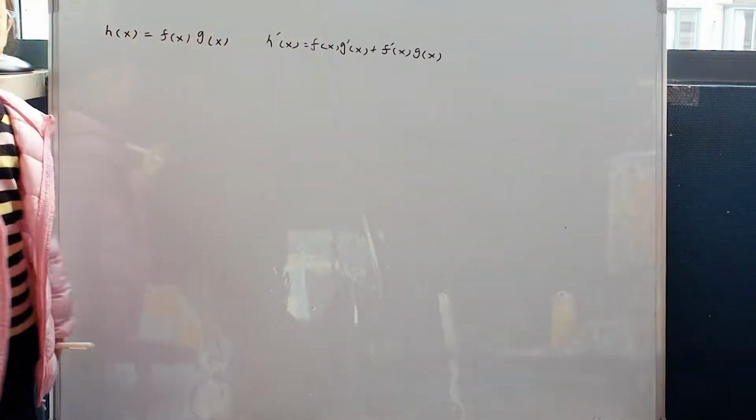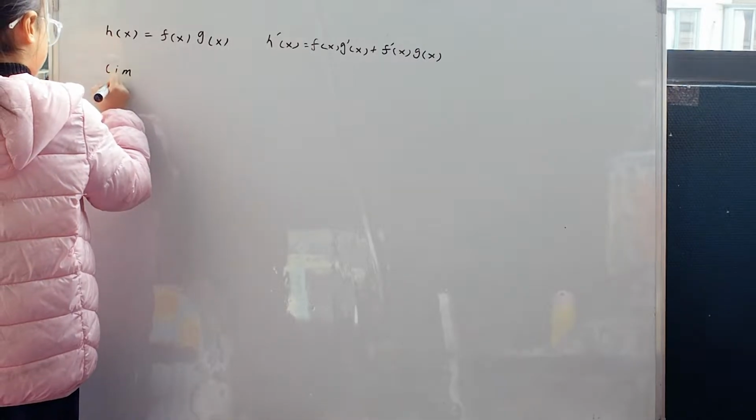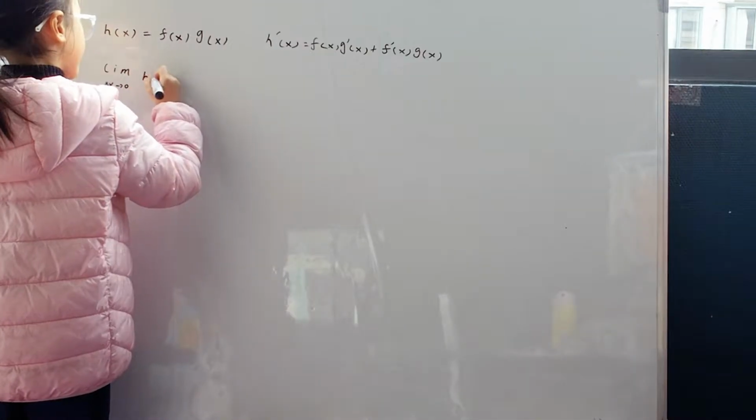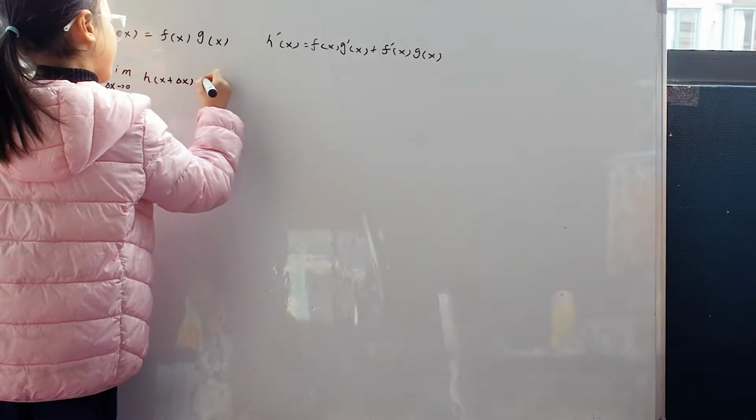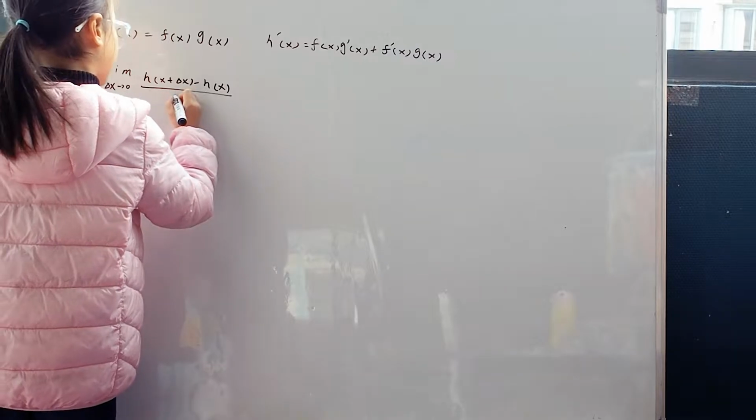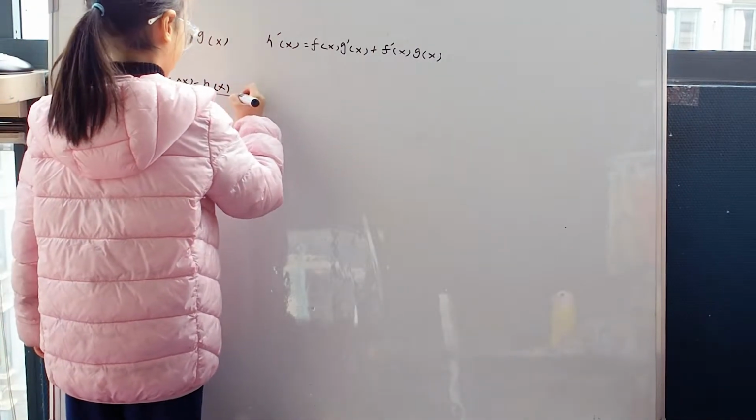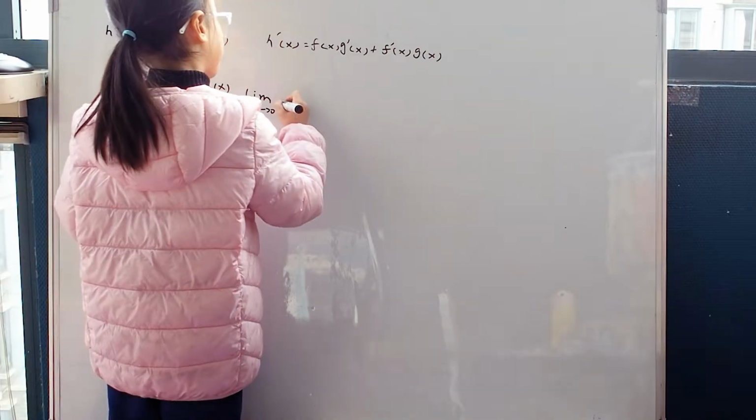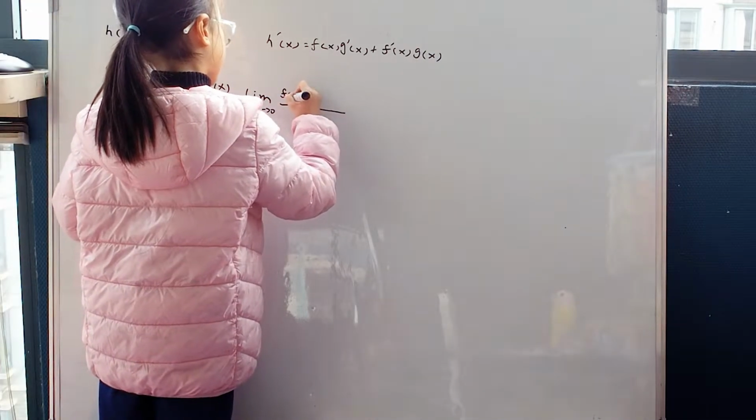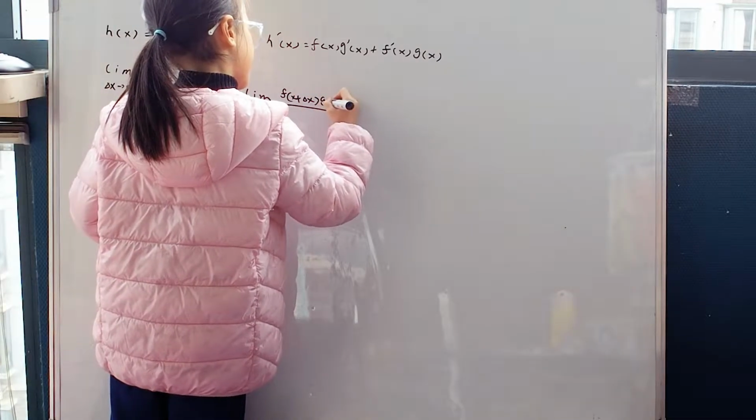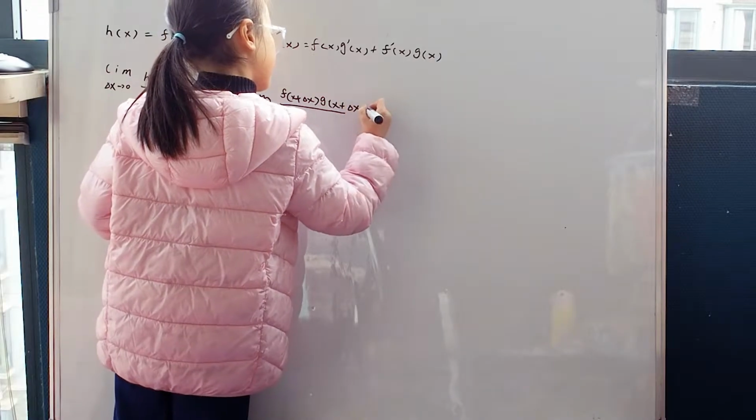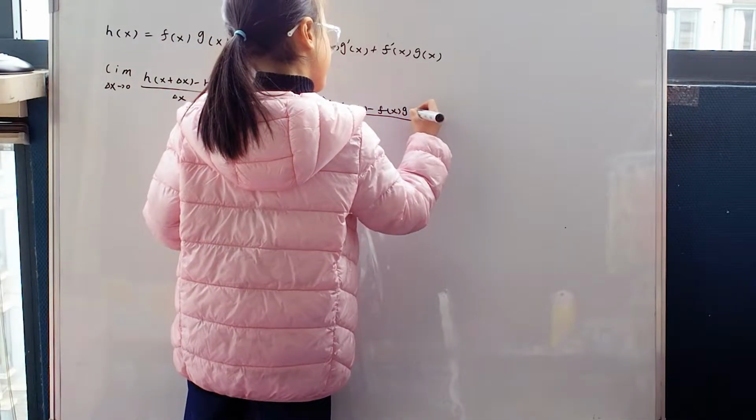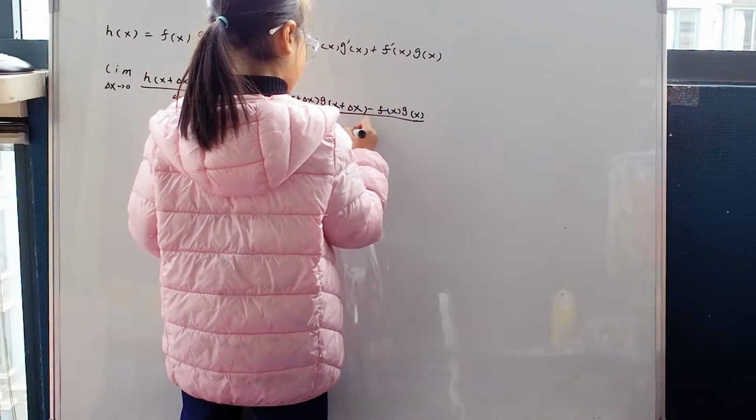This is our goal. Let's see, first we say limit as delta x approaching 0 of h(x plus delta x) minus h(x) over delta x equals limit as delta x approaching 0 of f(x plus delta x) times g(x plus delta x) minus f(x) times g(x) over delta x, equal.